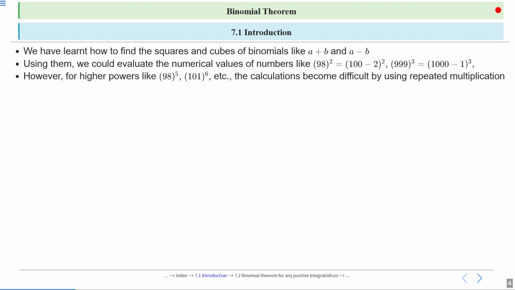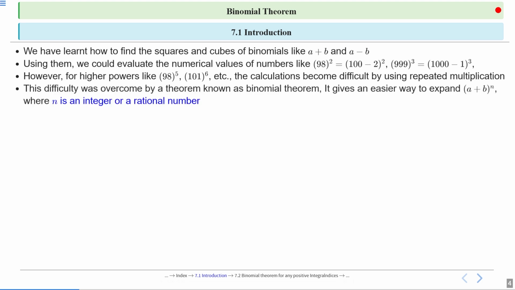So for that, we need some shortcut to calculate these types of higher powers. When we deal with higher powers such as 98 to the power 5 or 101 to the power 6, repeated multiplication becomes difficult. So this is where the binomial theorem comes in handy. Binomial theorem will help us do the calculation more easily. This difficulty is overcome by a theorem known as the binomial theorem.